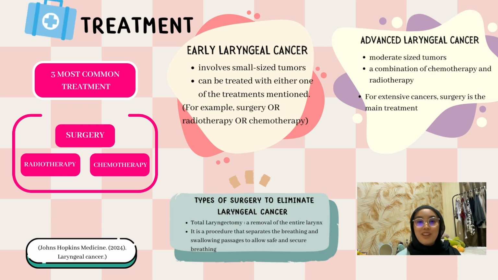laryngectomy. So total laryngectomy is a procedure which separates the breathing and swallowing passages to allow safe and secure breathing. A normal diet is resumed, but the patient will have to breathe permanently through an opening in the neck. So following a complete laryngectomy, patients have a few options for returning to speech, including voice prosthesis and electrolarynx.